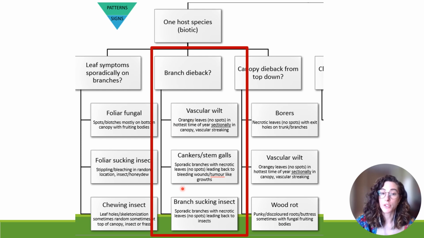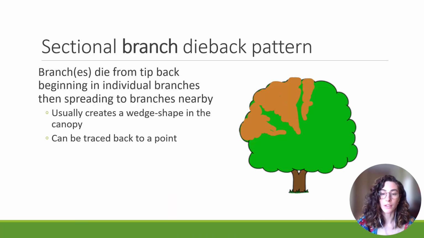You have some options as well. So you have vascular wilts, you can have cankers or stem galls. Remember, galls are just tumors. They can be caused by insects as well as diseases. Or you can have branch-sucking insects, for example, like scale. But let's get into what I'm talking about when I say branch dieback.